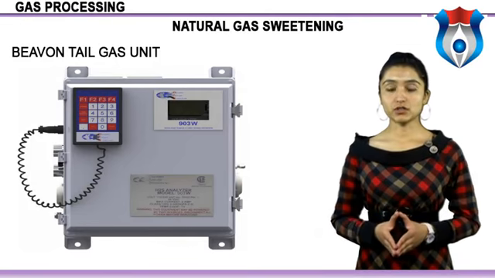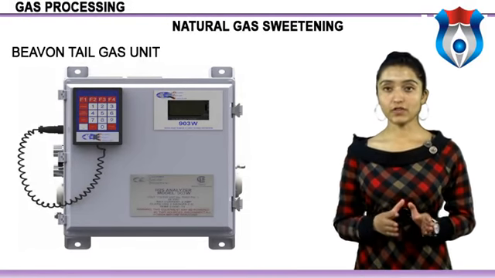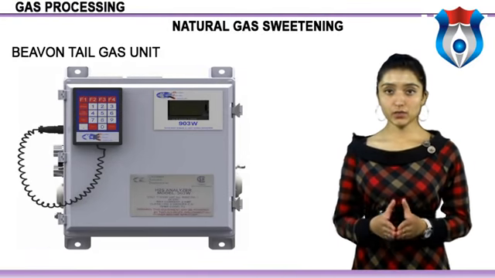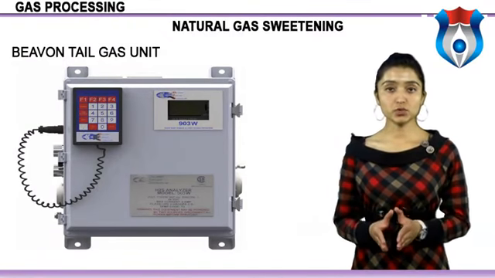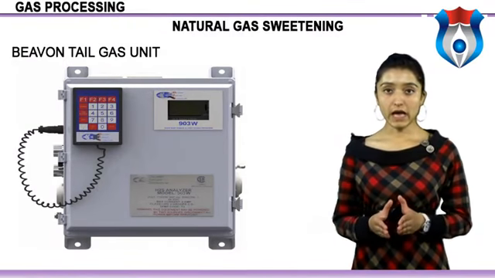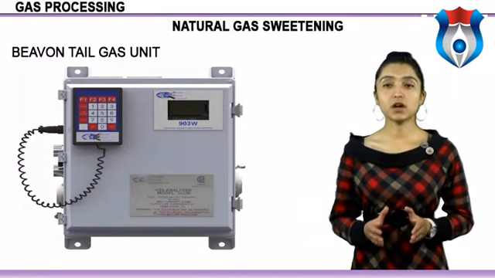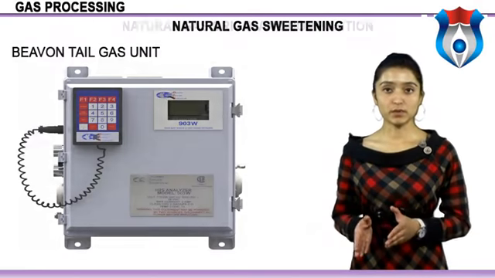Bevan tail gas unit. A hydro-treating reactor converts SO2 in the off gas to H2S. The generated H2S is contacted with Stratford solution, a mixture of vanadium salt, anthraquinone disulfonic acid (ADA), sodium carbonate and sodium hydroxide in a liquid gas absorber.